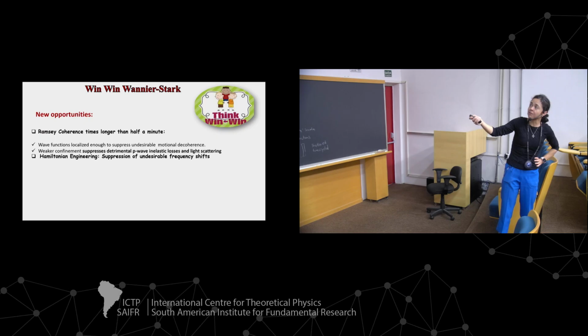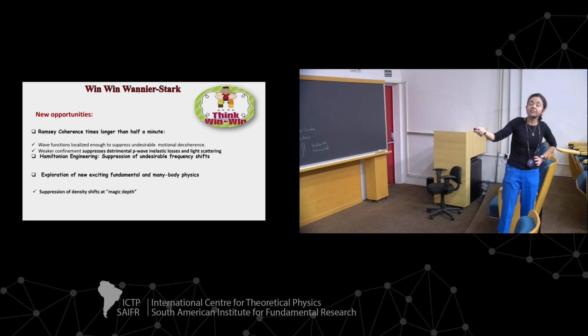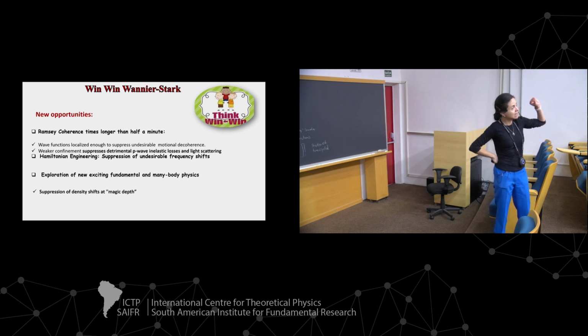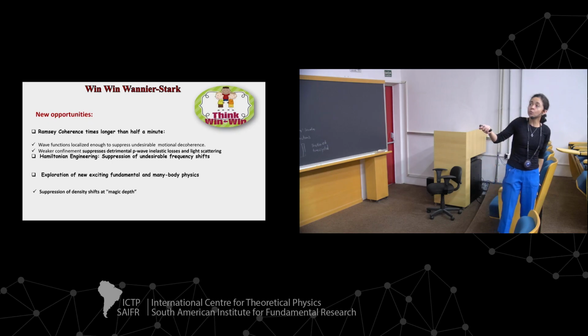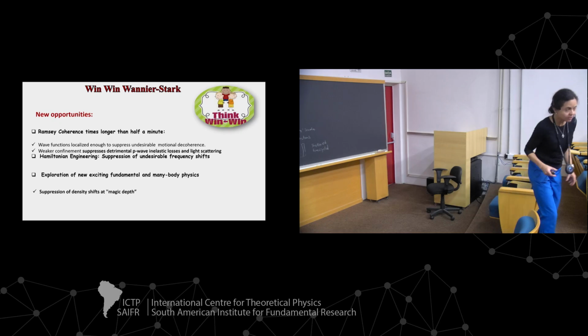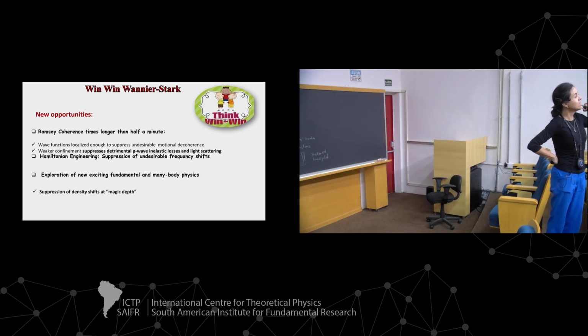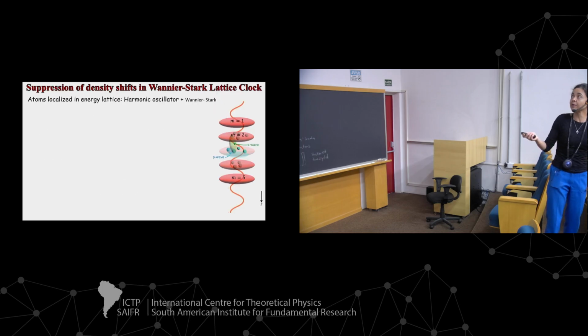So no bad p-wave elastic interactions, light scattering is suppressed, and no motional decoherence. But moreover, we were able to explore a new type of many-body physics, taking into account the interplay between spin-orbit coupling, tunneling, and interactions in the system. And we predicted that the clock needs to operate at a specific lattice depth to completely suppress density shift, in this case. What was the trick?